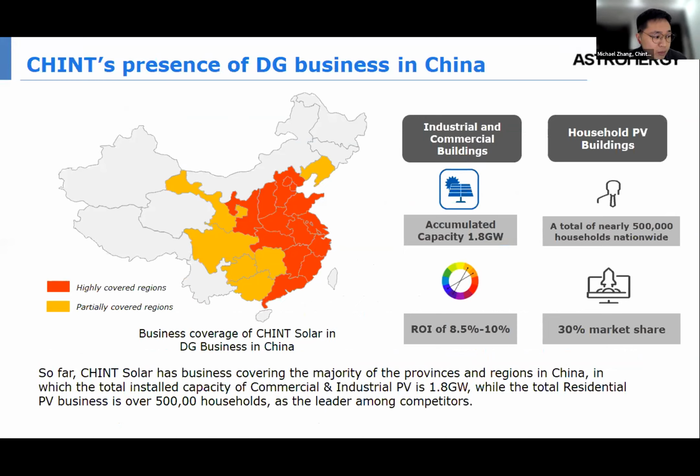This is about our company's presence of distributed generation business in China. We have now covered more than 20 provinces in the country for both commercial and industrial and residential PV application. In total, we have reached about 8 gigawatts of nearly 500,000 households in the country, which equals 30% of the total market share. This makes us the leader among our competitors.